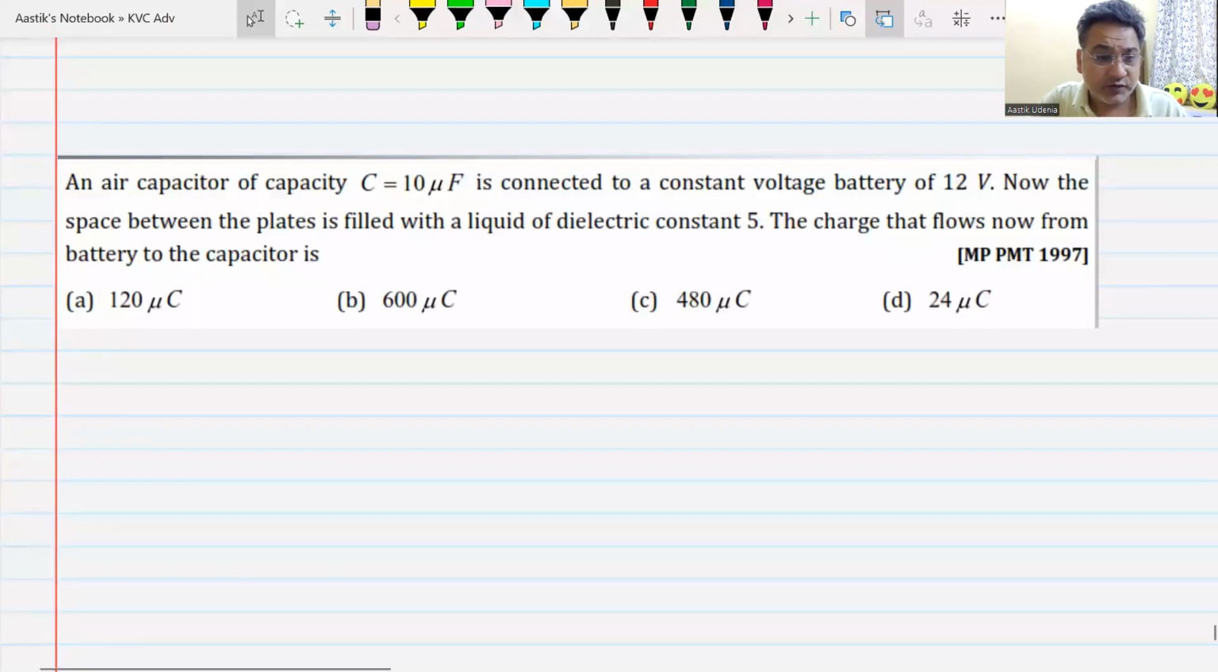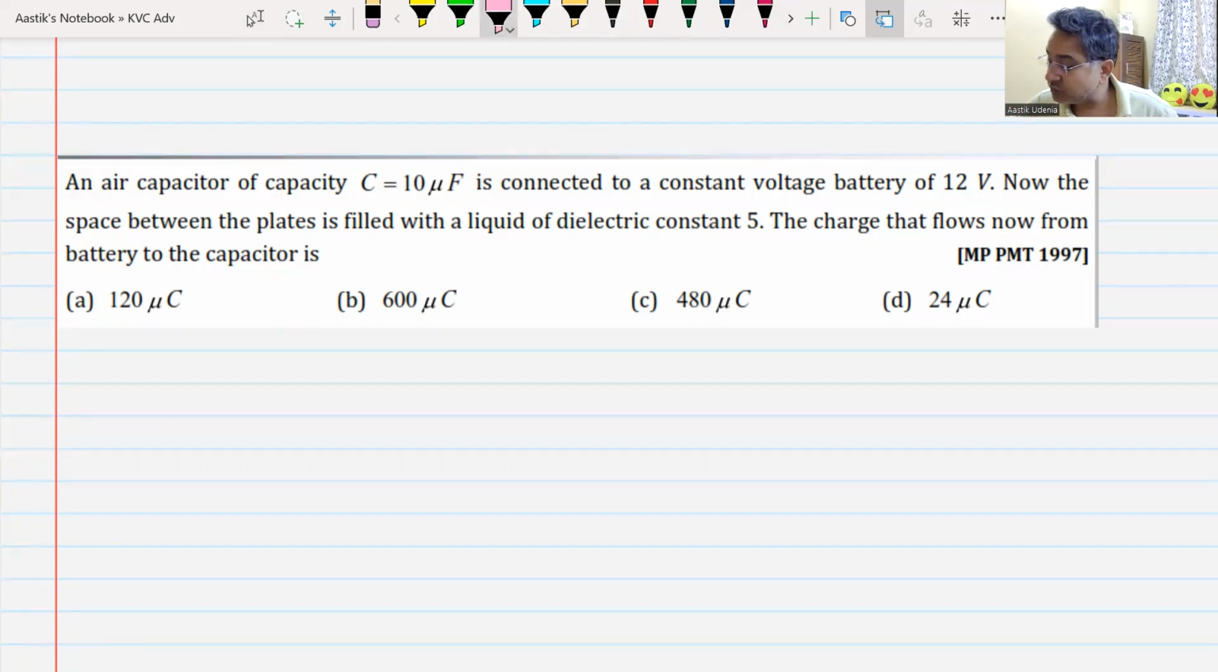That takes us to this one. An air capacitor of capacity C is 10 picofarad is connected to a constant battery. So battery is connected here, 12 volt. Now the space between the capacitor plates is filled with a liquid of dielectric constant 5. The charge that flows from the battery to the capacitor when the dielectric is inserted, how much charge has flown through the capacitor? How much charge has flown to the battery? Give you 2 minutes to give me the answer.